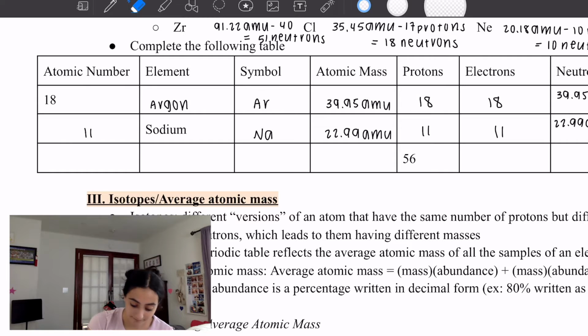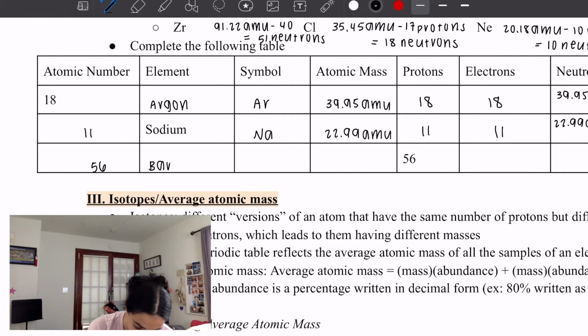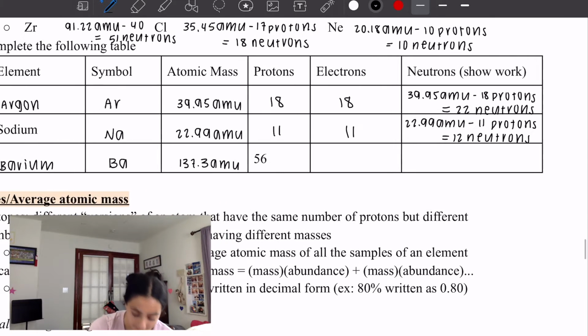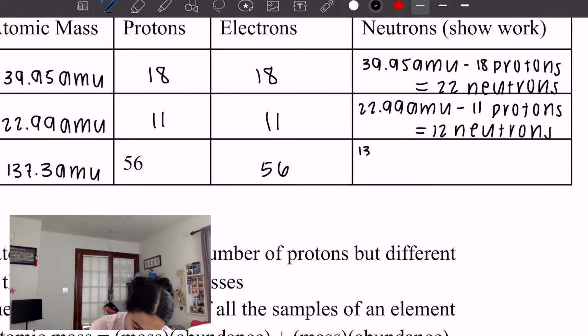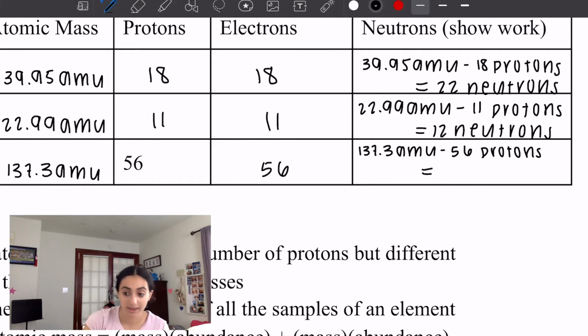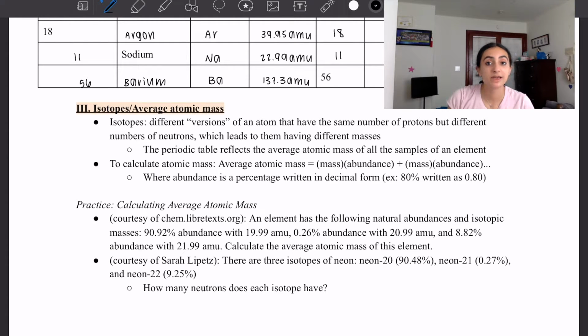Okay, finally, we have 56 protons, which means the atomic number will be 56. And if we look, that is barium. So the atomic number 56 with the name of barium. The symbol is Ba. The atomic mass is 137.3. There are 56 electrons because it's a neutral atom. And for neutrons, we have 137.3 AMU minus 56 protons equals 81 neutrons. Okay, so we have talked about all the basic parts of an atom. Protons and neutrons contribute to the mass.